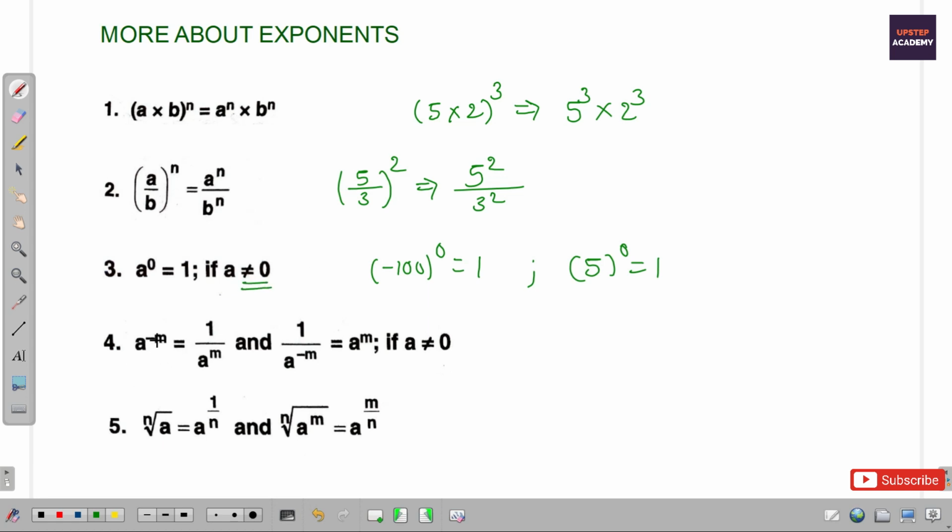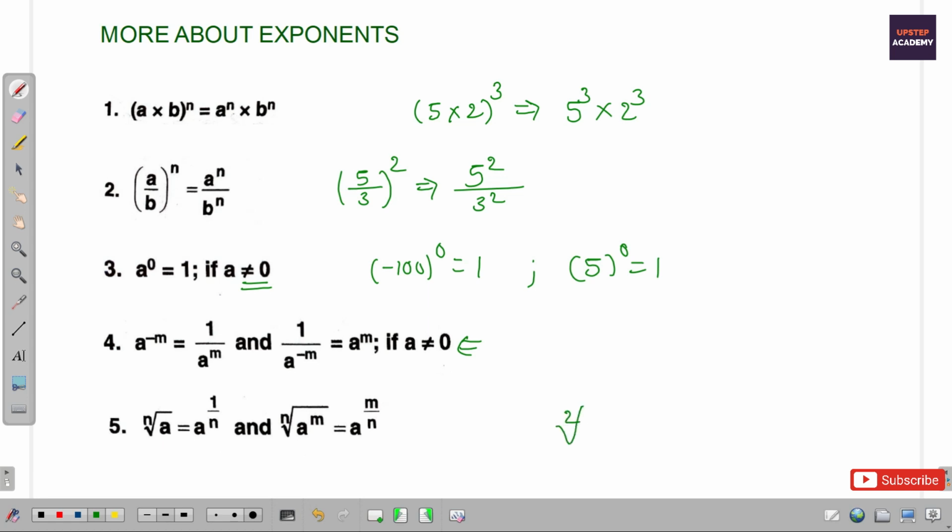Here is another thing, a raised to minus m is equal to 1 upon a raised to m, and 1 upon a raised to minus m is equal to a raised to m if a is not equal to 0. We have already seen this thing. Here is another thing, the nth root of a is equal to a raised to 1 upon n. Here I can give you one example.